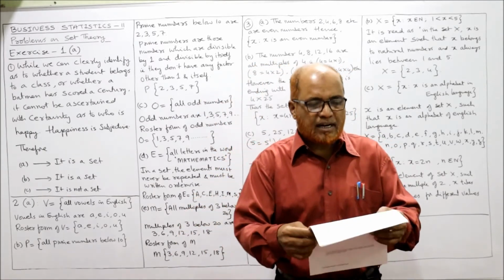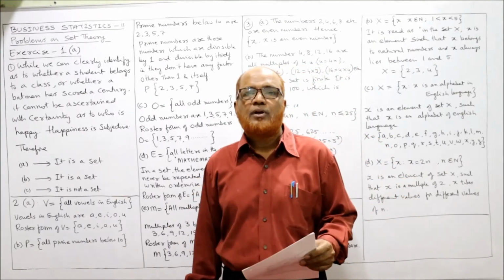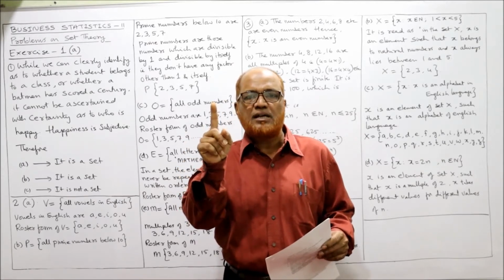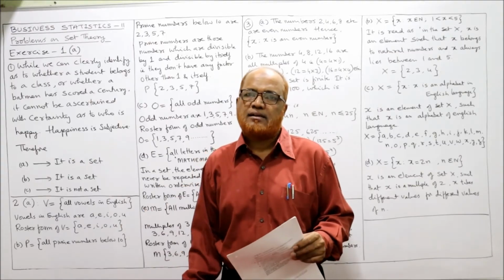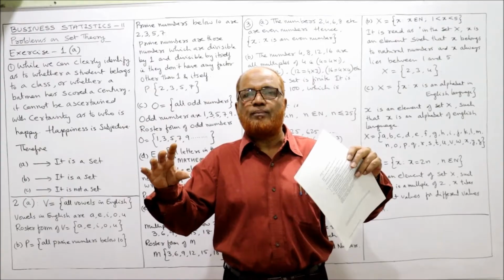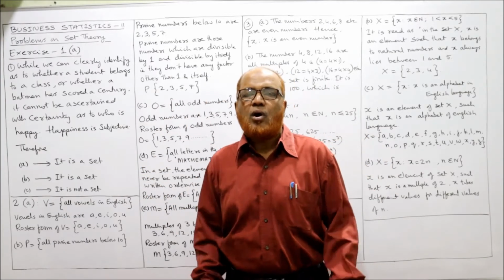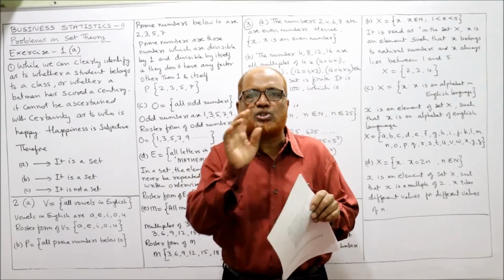Now I am coming to the second problem. Represent the following in roster form. Two types of representation are there: roster form set, and secondly set builder set or rule based set. First of all, roster form. A roster form set is a set in which we list down all the elements of the set in a bracket.